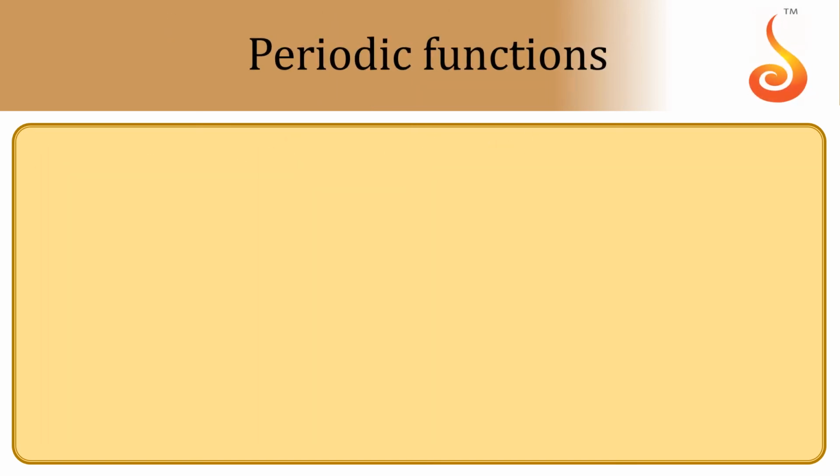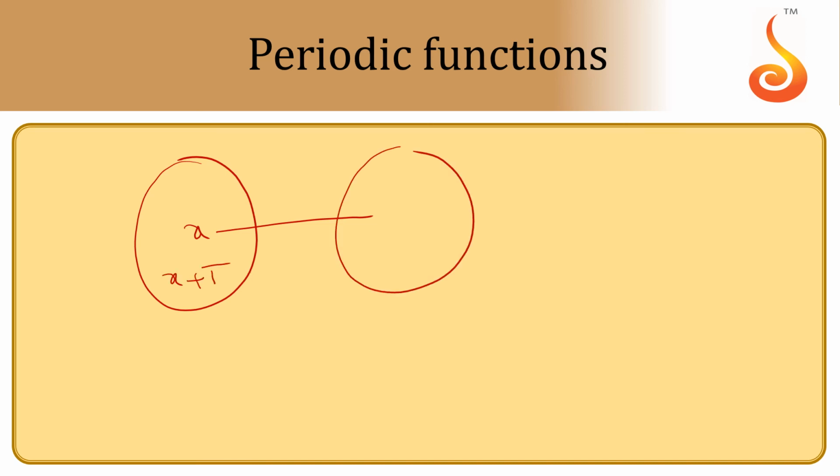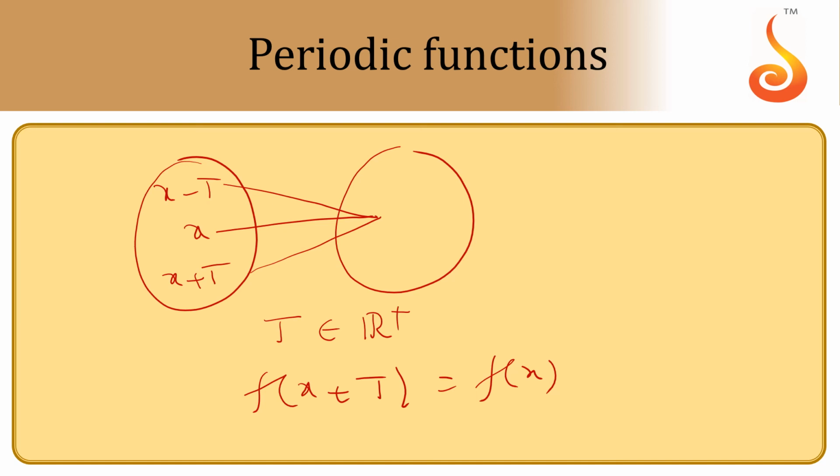Next, periodic functions. Suppose you have a function f, for x you have an image, for x plus T you will have the same image, for x minus T also you will have the same image. So if T is a positive real number for which f of x plus T is equal to f of x for all x belonging to the domain of the function, f is called a periodic function and this T is called the period.